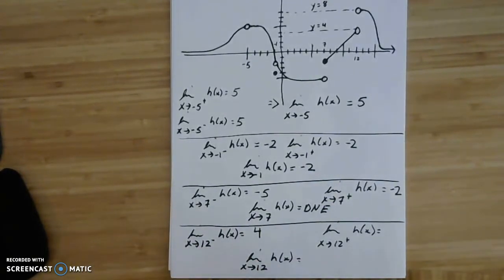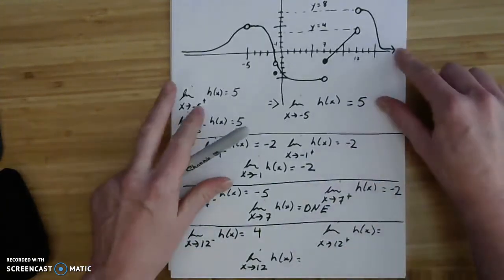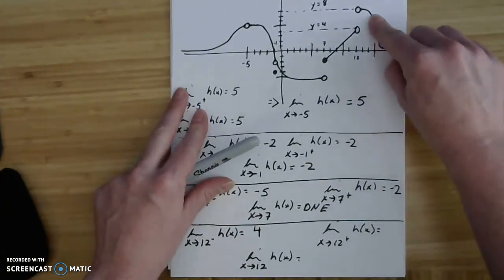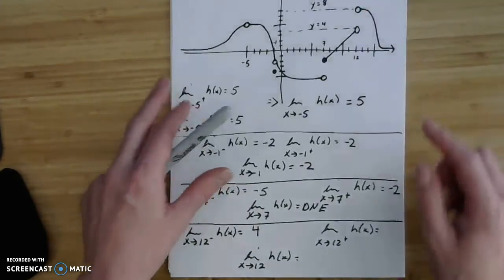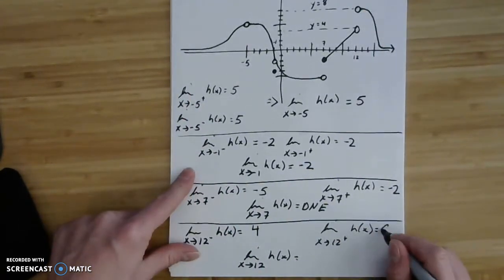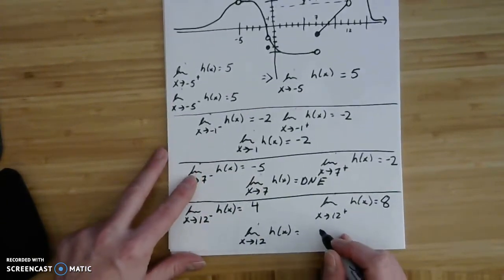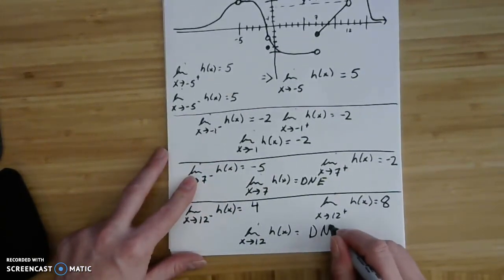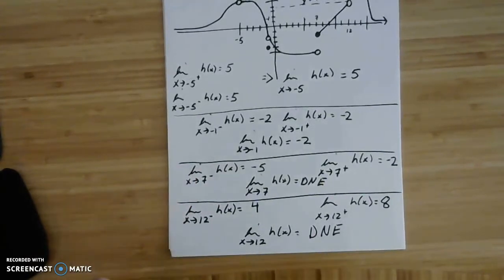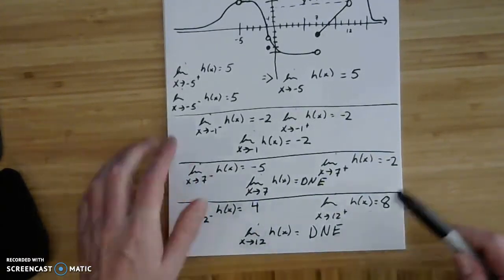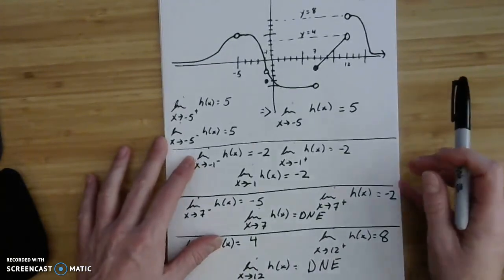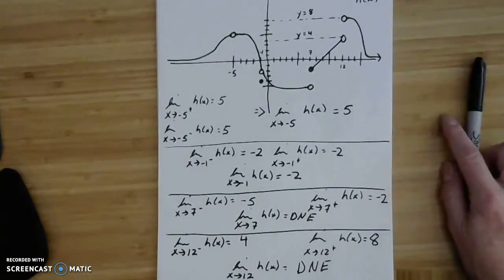Now what about the limit as I'm approaching from the right, which means I'm actually headed left? Coming from the right, it looks like it hits the y value of 8. These two numbers do not agree, therefore the two-sided limit at 12 does not exist. Hopefully this helps explain how you can find the one-sided limits and the two-sided limits from looking at the graph.